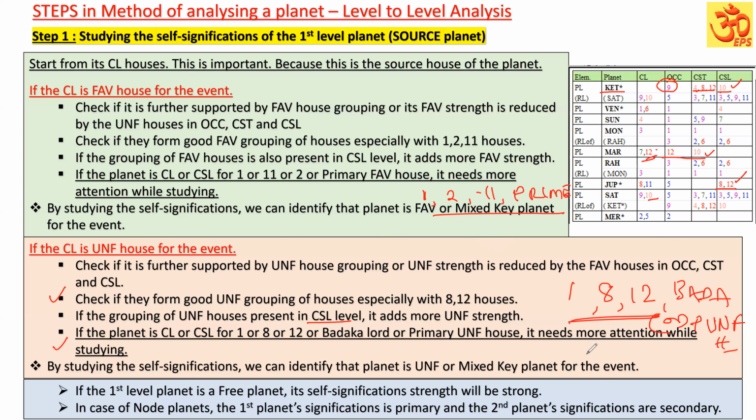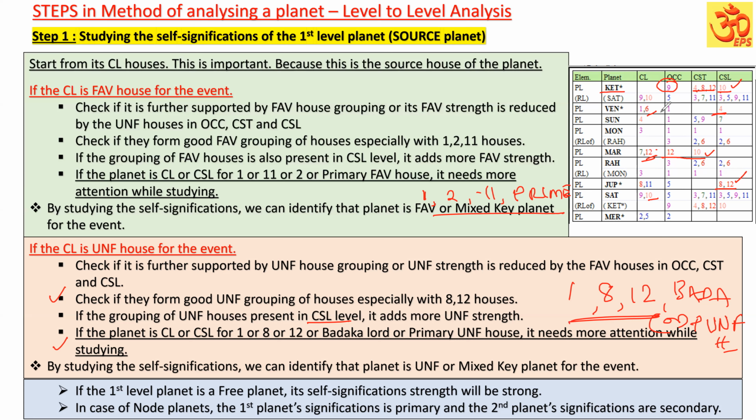Because in self-signification also, being the 8th lord, the 12th lord, or the 6th lord, for example, in the event of marriage the 6th house is unfavorable. The 6th lord occupying Lagna and the 4th cuspal sublord. So the 6th house is moving, but it is not further supported by the 12th house or 8th house here.